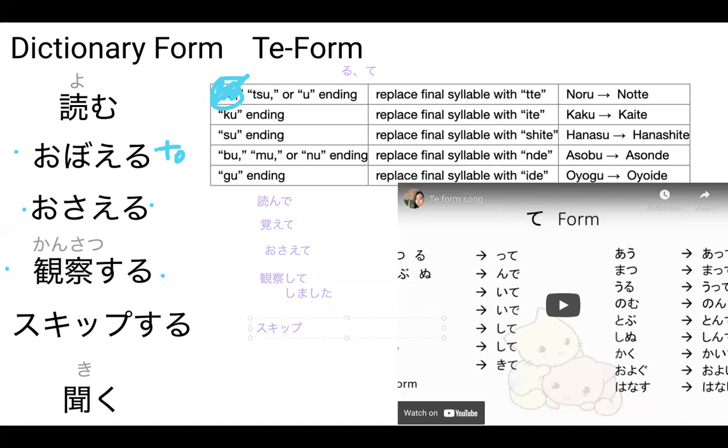Action no suru would be the same thing. So skippu shimashita. No, sorry, skippu shita. Yeah, it's not shimashita. We're doing te form. So shimashite. Yeah, shimashite. Now, how about kiku? How does that change? Kite. Kite. Nice long e. Perfect. Yeah, those are all te forms.